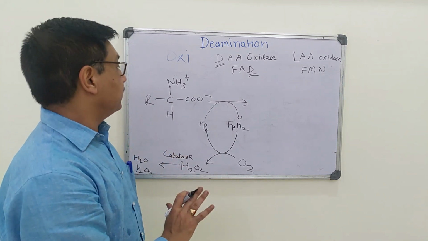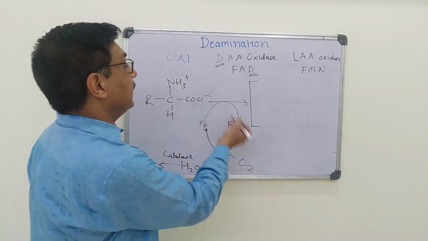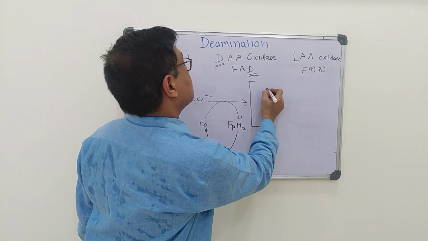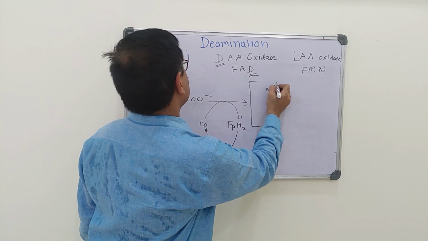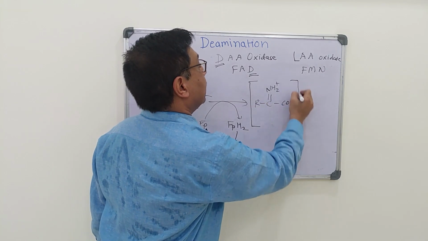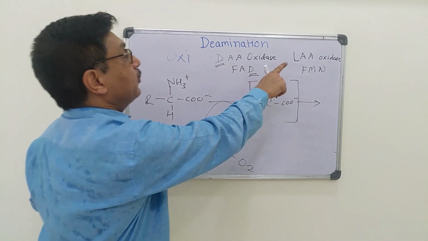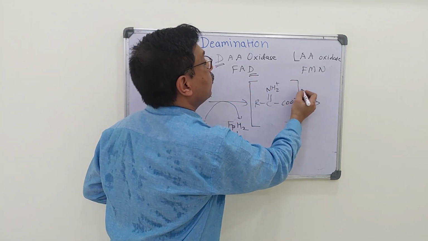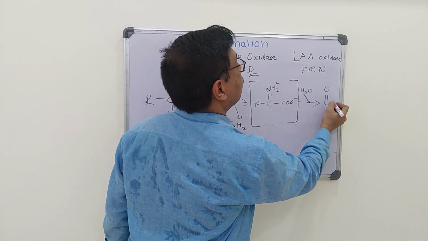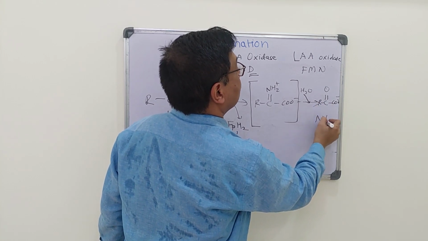So this part of the reaction is different. Then it will form an amino acid, this is the imino acid. And in the presence of water, a water molecule is added, and there is formation of keto acid and liberation of ammonia.